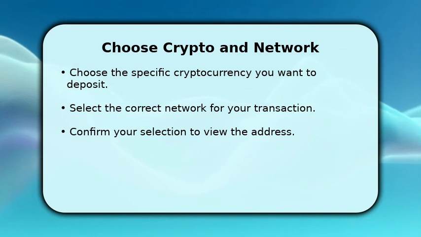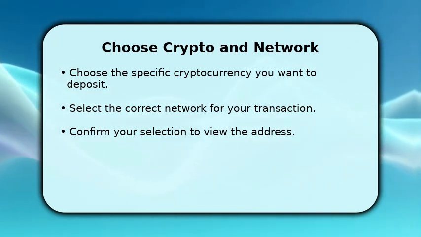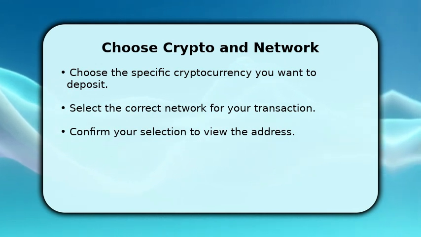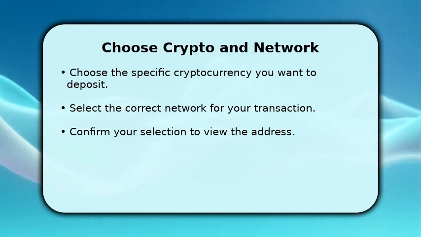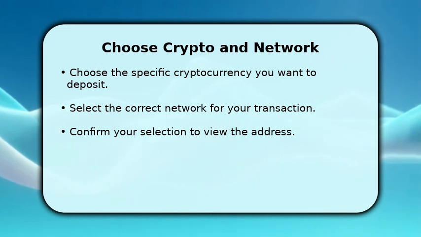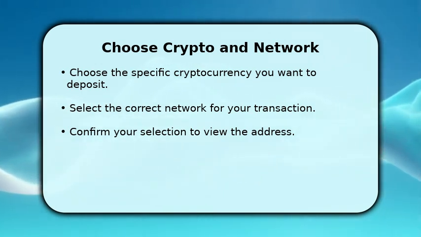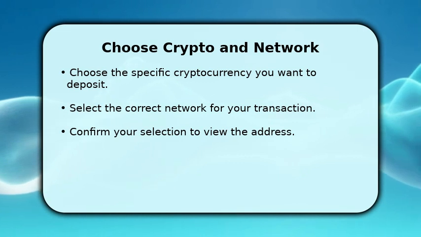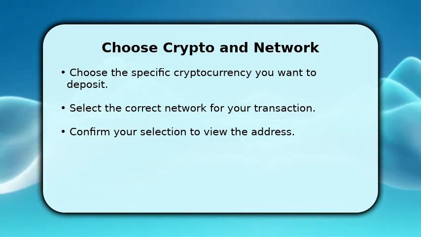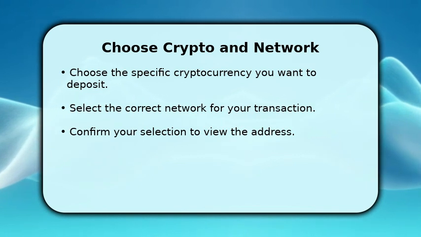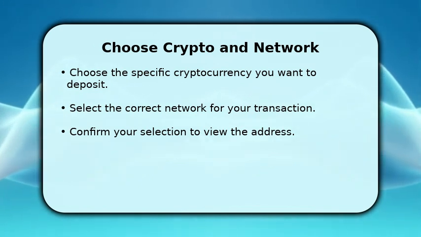Next, you'll need to choose the specific cryptocurrency you intend to receive, such as Bitcoin or Ethereum. After selecting your crypto, it's crucial to pick the correct network. For example, for UST, you might choose BEP20 or ERC20. Selecting the wrong network could result in lost funds, so double-check this step carefully. Once confirmed, the system will generate your unique receive address.